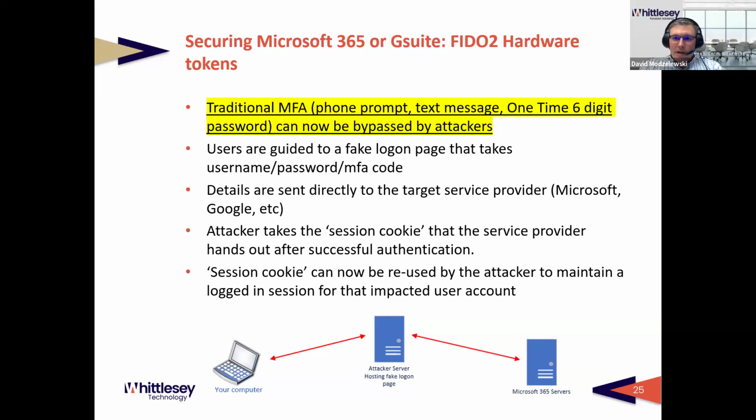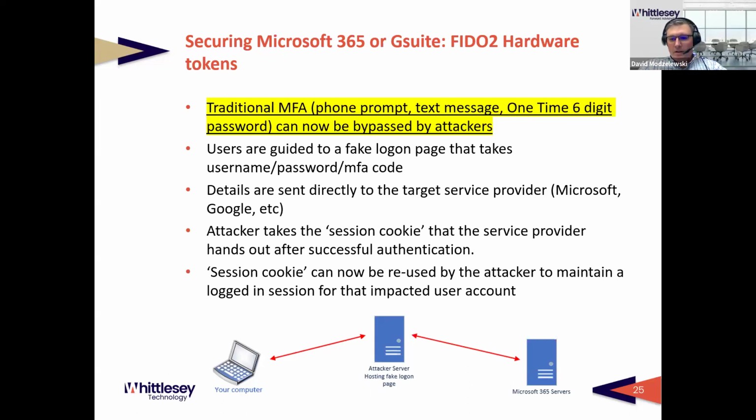Now there's a means to bypass traditional MFA. That's the one where you get a prompt on your phone, a text message, or you have a 6-digit code that comes up in an app, and then you have to type it into the website. So that can now be bypassed by attackers. And that happens by attackers tricking you, again, via a pretty traditional phishing email, to send you to a fake logon page. It takes your username and password like you would expect it to, and it sends those details directly to the target service provider, usually Microsoft or Google.